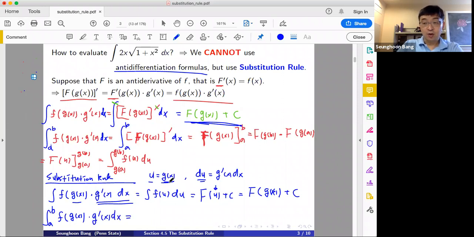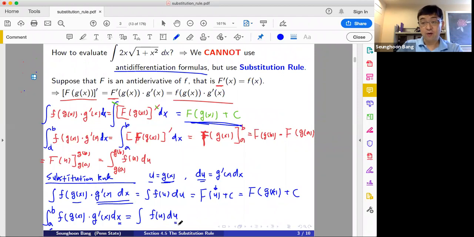The same, you can plug g of x in for u into here. The du is g prime of x dx, the same things. F of u, du. So really be careful with the lower limit and upper limit. In this case, the a and b depend on the x value. This lower limit and upper limit now depend on the u value.